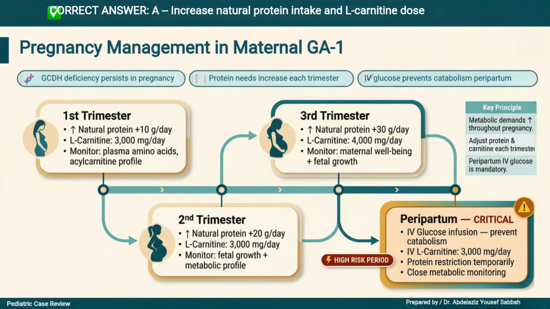The peripartum period is critical, requiring intravenous glucose infusion to prevent catabolism, intravenous L-carnitine at 3,000 milligrams per day, temporary protein restriction, and close metabolic monitoring.